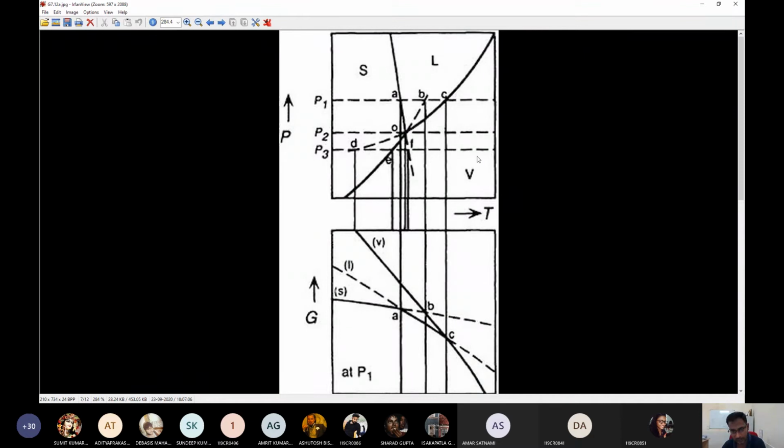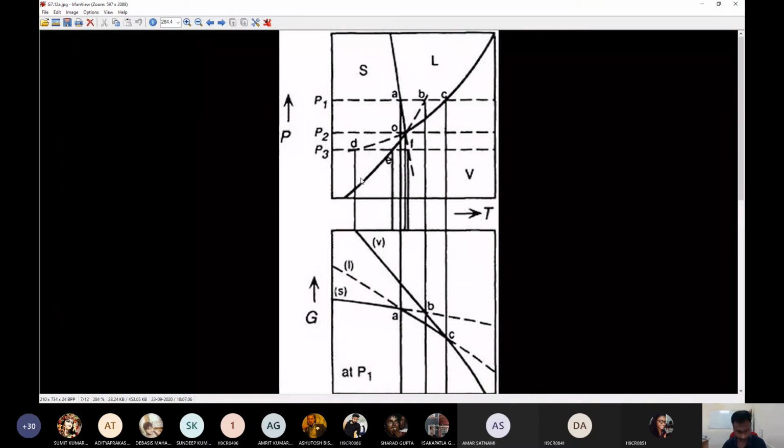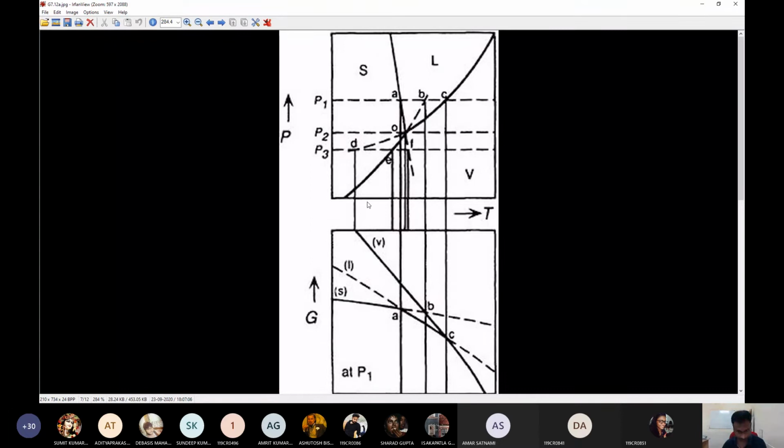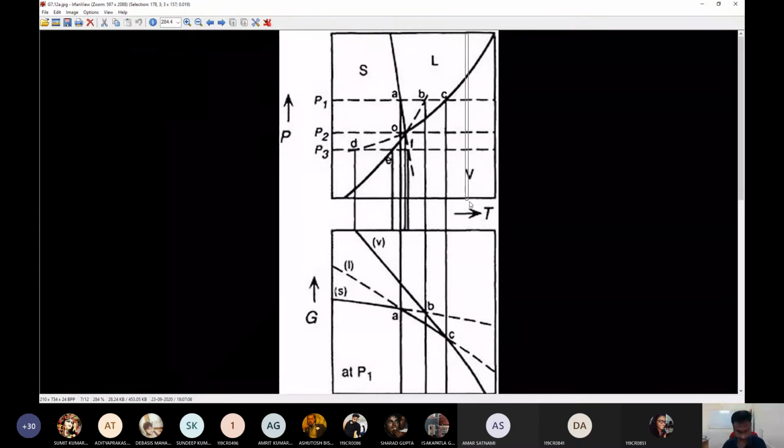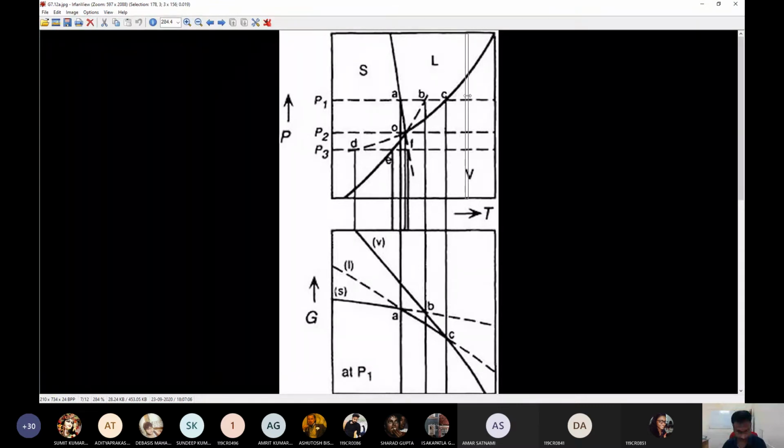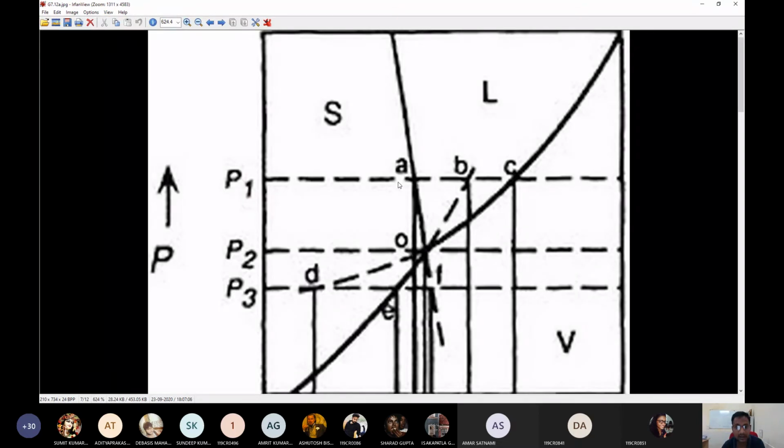And if you have to take a temperature slice, you'll have to take it here, because this is the temperature line, right? So you have to take a temperature slice here, or here, or here, to see how the free energy would change with changing pressure at this constant temperature that I have taken. I can take a line here and see how it changes, and I can take a line here and see how it can change. All right. So let's go to that one.